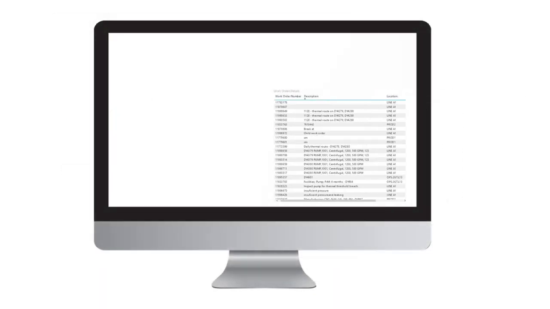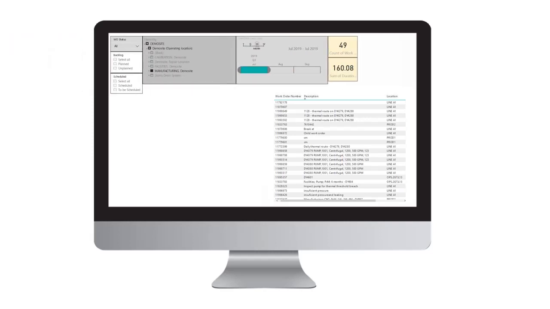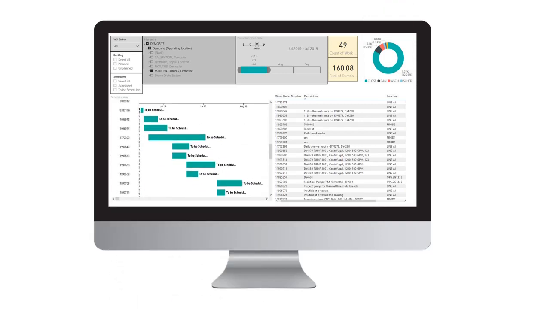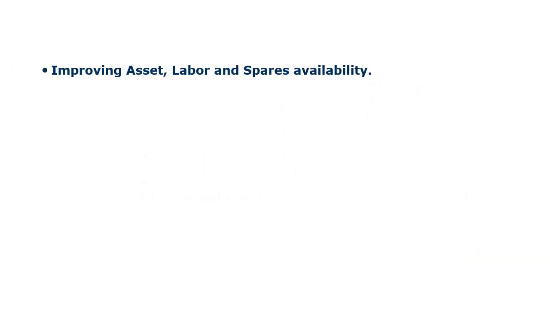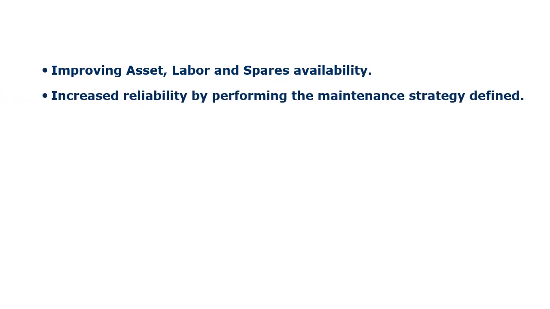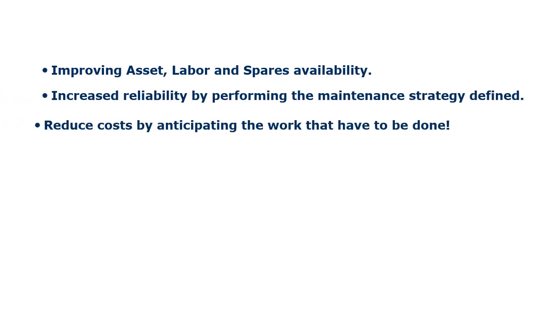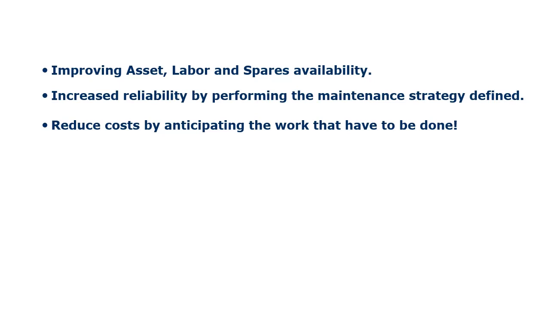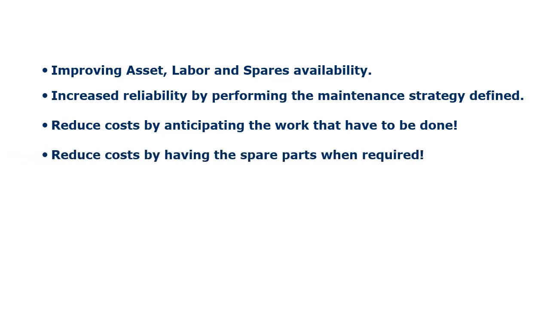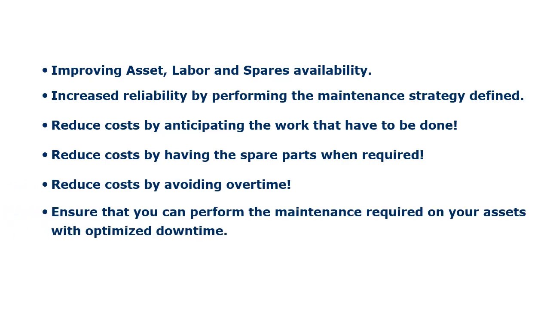The developed G3P consulting solution for planning and scheduling with Power BI will increase the efficiency of your decisions, in real time, anytime, anywhere. Improve asset, labor, and spares availability. Increase reliability by performing the maintenance strategy defined. Reduce costs by anticipating the work that have to be done. Reduce costs by having the spare parts when required. Reduce costs by avoiding overtime. Ensure that you can perform the maintenance required on your assets with optimized downtime.